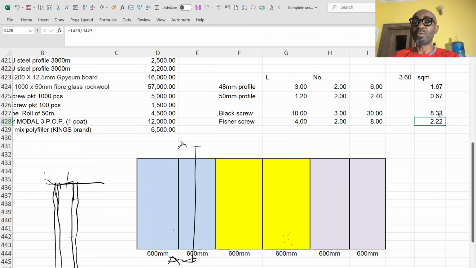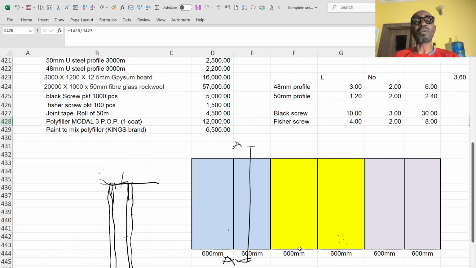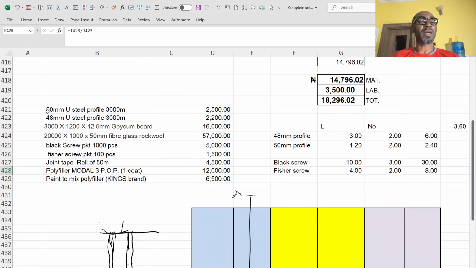So let us note this parameter. As soon as we are seeing those numbers on my table, you know where it is coming from. Then, of course, these are my prices. The 50 profile, which is the top profile, is 2,500, while the 48 is 2,200. The gypsum is 16,000 per board of 3 meter by 3 meter, while the fiberglass is 57,000 for a roll of 20 meters by 1 meter. The black screw is 1,000 in a pack and is 5,000. The Fisher screw is 100 for 1,500.